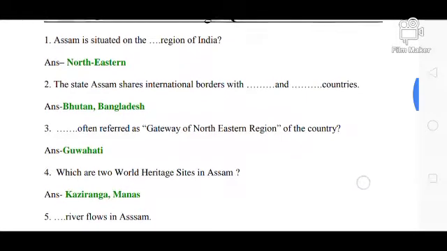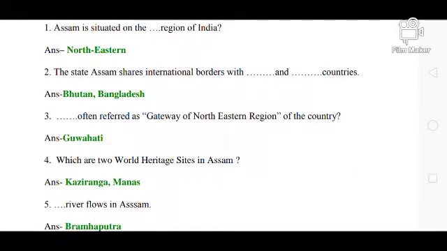Answer, northeastern. Next, the state Assam shares international borders with ... and ... countries.